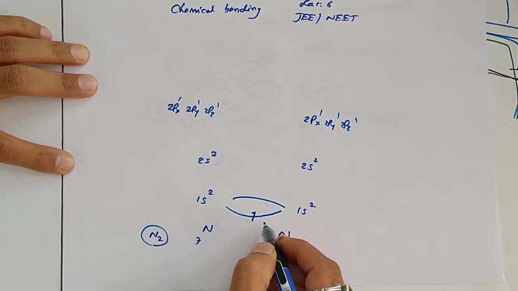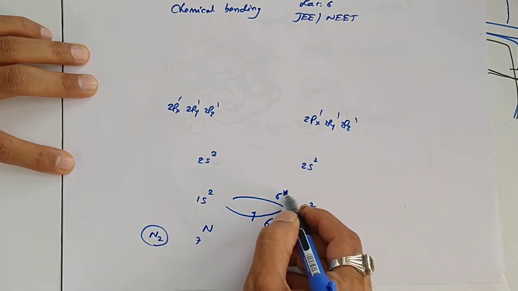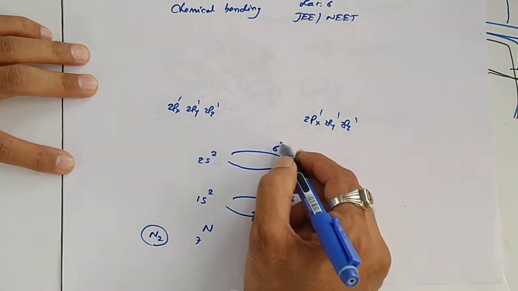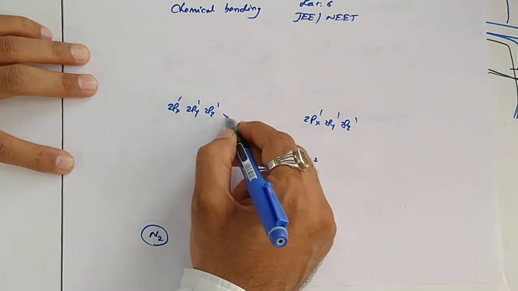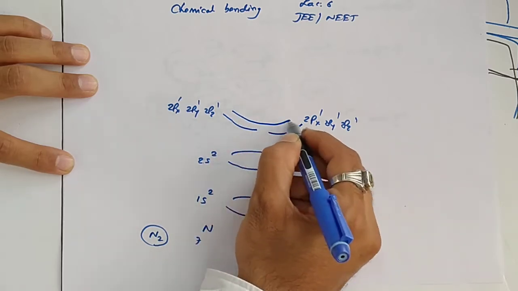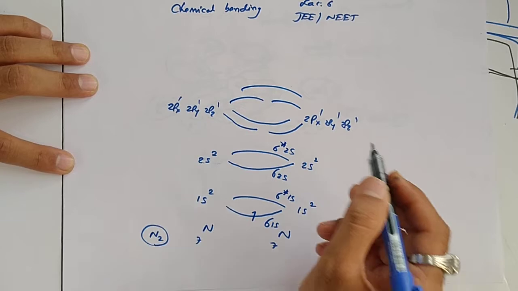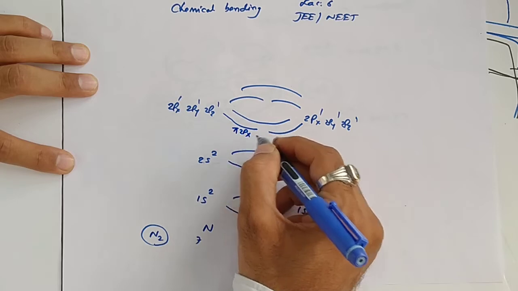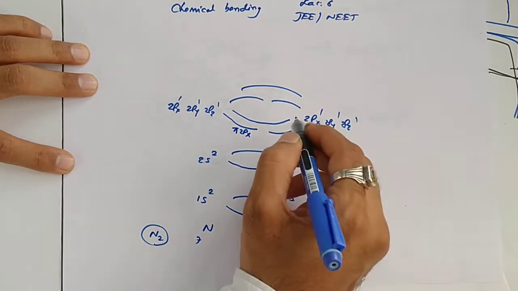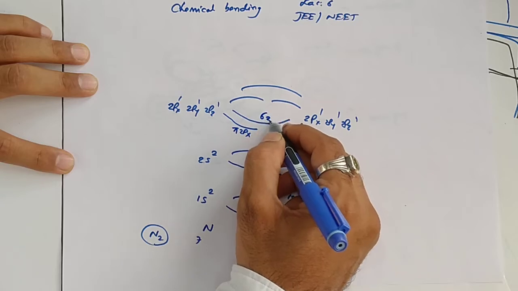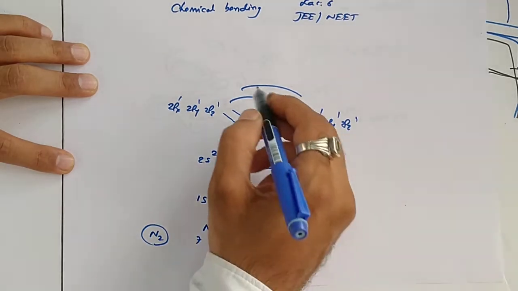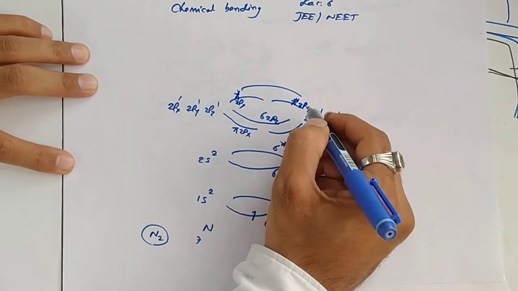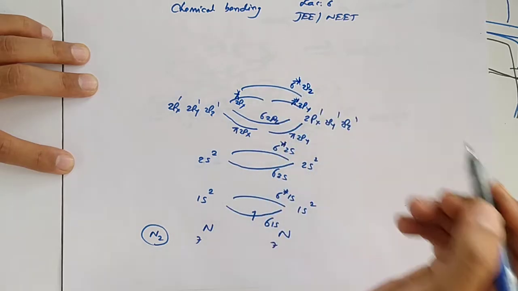1s, when combined, gives sigma 1s and sigma star 1s. 2s combining forms sigma 2s, sigma star 2s. 2px combining forms pi 2px. 2py forms pi 2py. And 2pz combines to form sigma 2pz. Here are pi star 2px, pi star 2py, then sigma star 2pz. Clear?